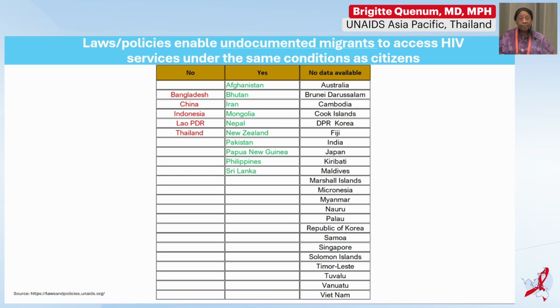This slide is now about undocumented migrants, and you will see that 5 countries in red explicitly answered that they don't have policy that undocumented migrants can access HIV services under the same conditions as citizens. We can applaud 10 countries that provide HIV services to undocumented migrants, but we still have 23 countries with no data.